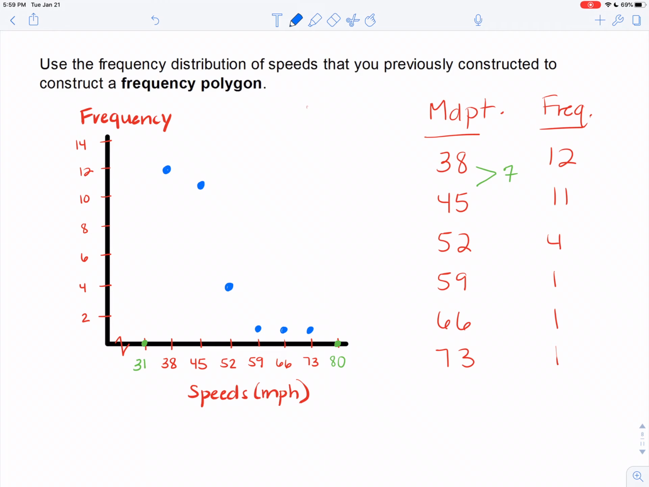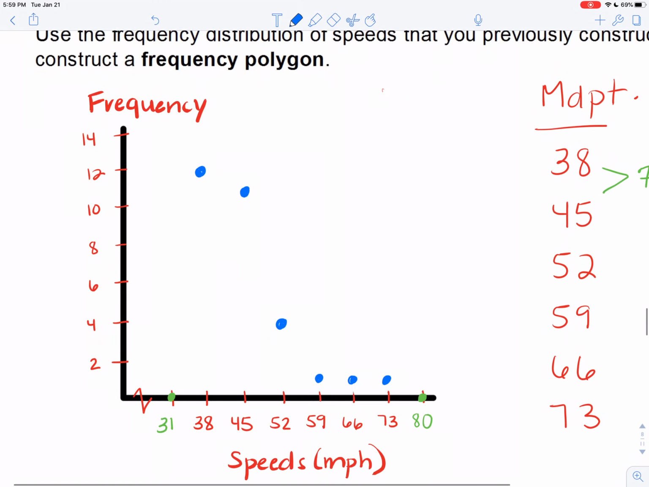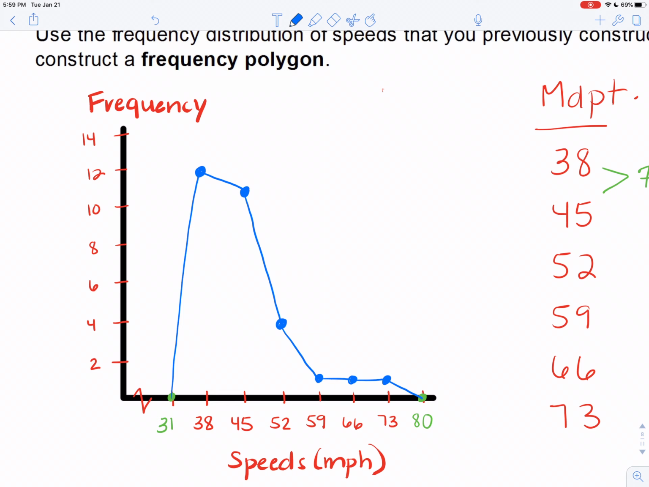All I've got left to do is connect my dots, right, to end up with a line graph, keeping in mind that I am starting from the horizontal axis, frequency 0. All right, then I'm going to go through each one, look at changes in frequency. And then on the other end, I'm going to bring this back down to 0.